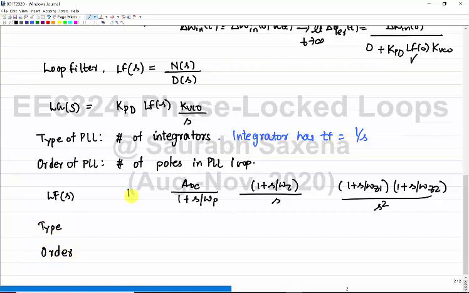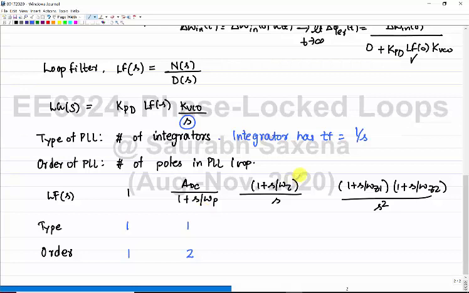So when your loop filter is 1, there is only one integrator in the loop, which is coming because of the VCO, right? So type is 1 and order is also 1. When you have a loop filter as a low pass filter, which you see here with a DC gain, in that case your type still remains 1 because you have only the VCO's integrator, but the order increases to 2. One pole is at s equals 0, right? Another pole is at s equals omega p.